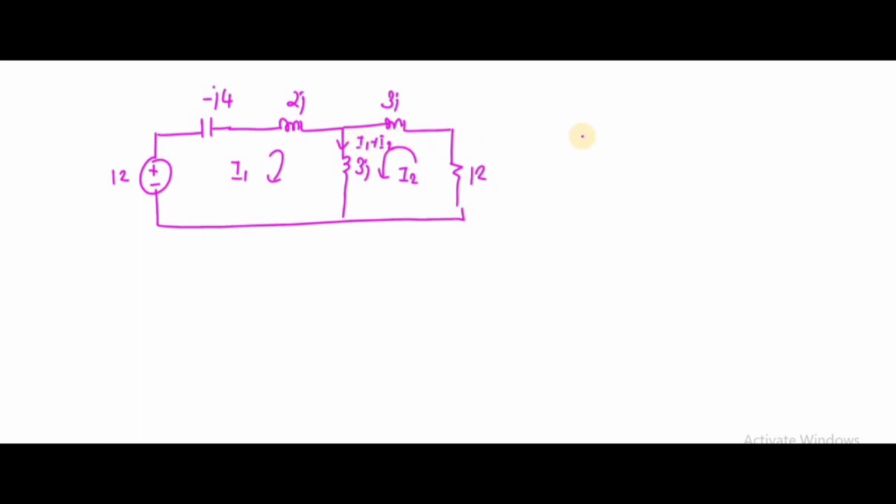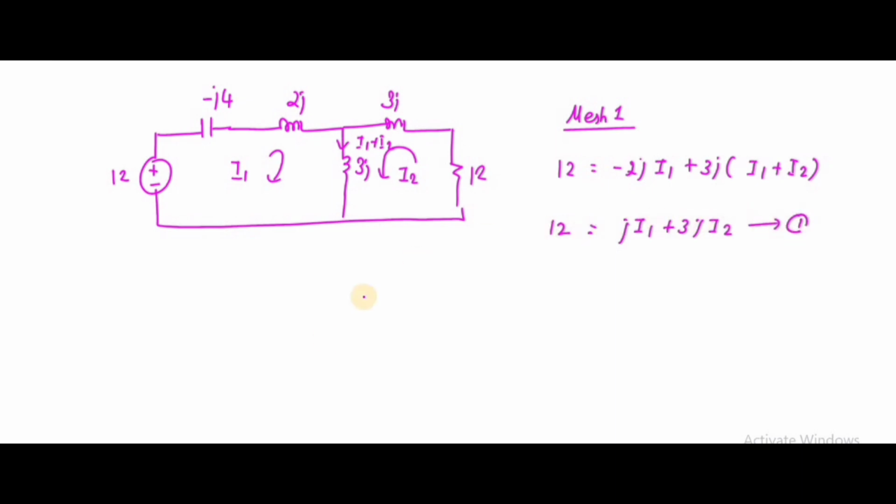For mesh 1, I can write 12 is equal to minus 2J I1 plus 3J (I1 plus I2). So I can write it as J I1 plus 3J I2. So here 12. So this is your first equation.